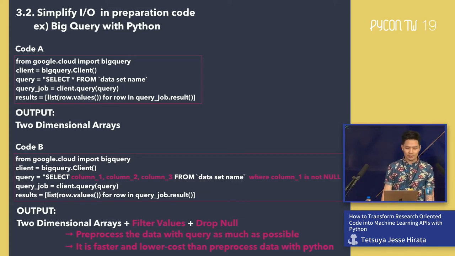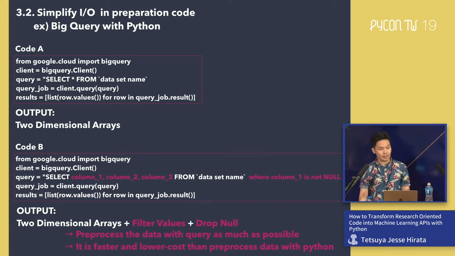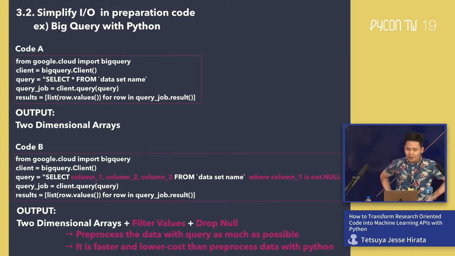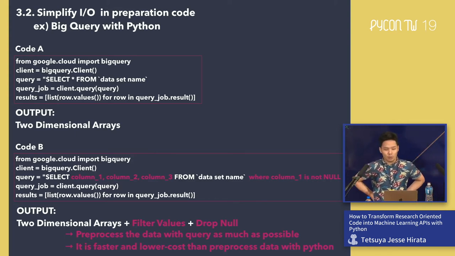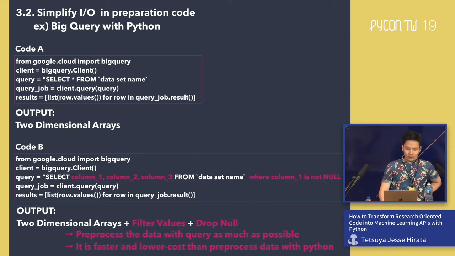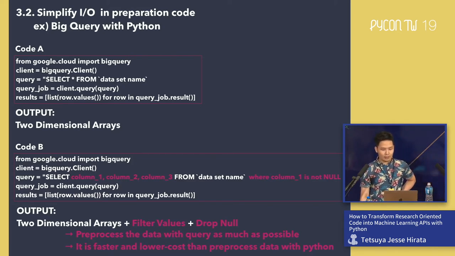I suggest that you pre-process the data with a query as much as possible if you use BigQuery. This is because it is faster and lower cost than pre-processing data with Python. The cost and the processing speed of BigQuery depend on the amount of data processed.